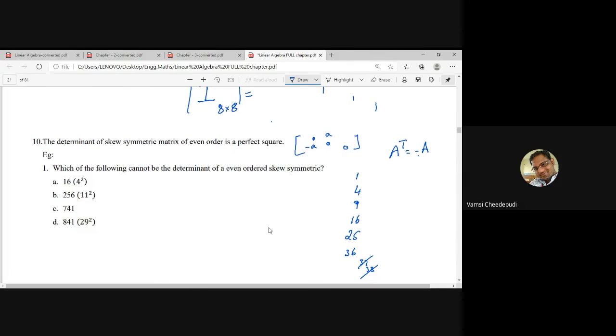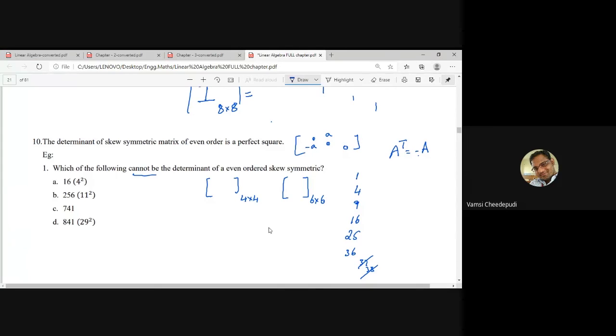Which of the following can be the determinant of an even ordered skew symmetric? Yes. Even order skew symmetric means maybe the order is 2 by 2 or 4 by 4 or 6 by 6. If it is odd order, then it will be 0. Now, which of the following cannot be?